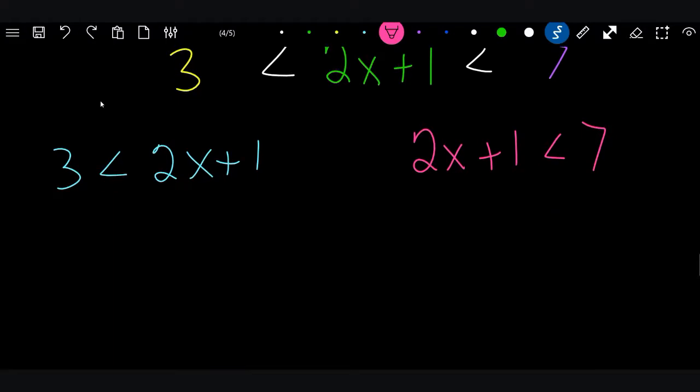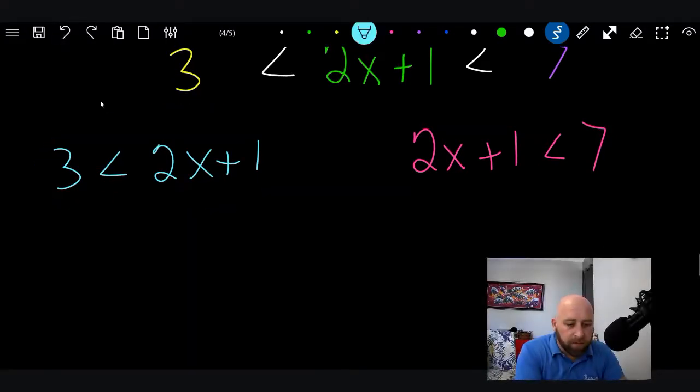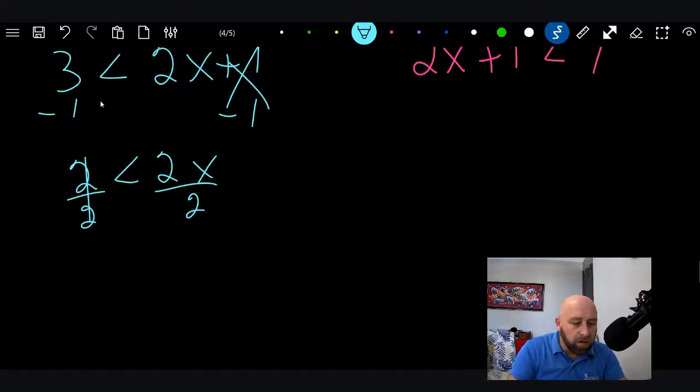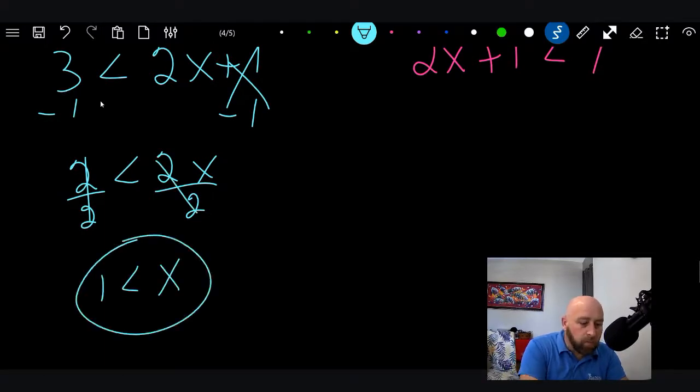So let's solve this first one first. This is the first and second part. Minus 1, minus 1. 2 is less than 2x because this cancels. Divide by 2, and we get 1 is less than x. So we have part of it solved. The first part is now solved.